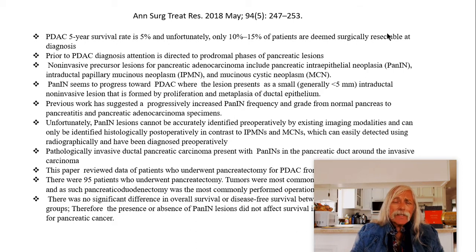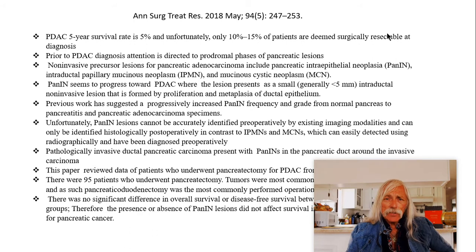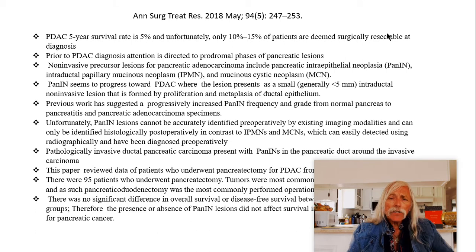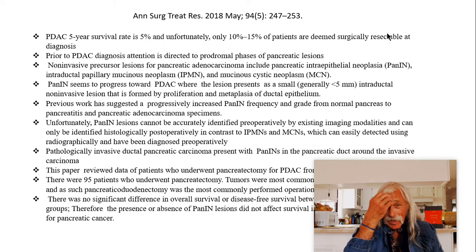PanIN. So there's a non-invasive, non-metastatic precursor lesion for pancreatic adenocarcinoma that includes pancreatic intraepithelial neoplasia. That's the PanIN we're looking at. Intraductal papillary mucinous neoplasm, or IPMN, and finally a mucinous cystic neoplasm, or MCN. Those are the three non-invasive precursor lesions that can proceed to PDAC. So PanIN of those three seems to progress towards PDAC, where the lesions present as a small, generally less than 5 millimeter size, intraductal, non-invasive lesion that is formed by proliferation and metaplasia of the ductal epithelia. That's why it's a ductal epithelia. That's how this pancreatic cancer starts to form.